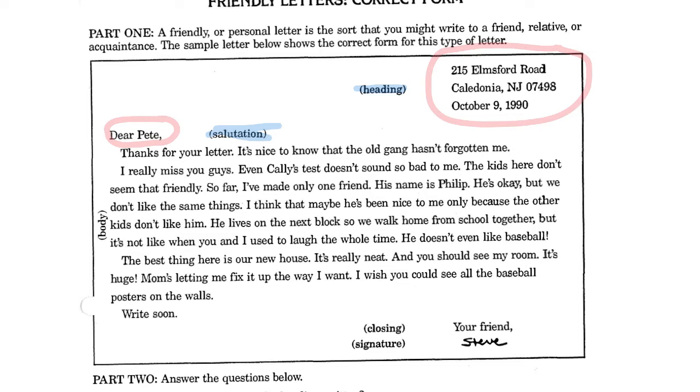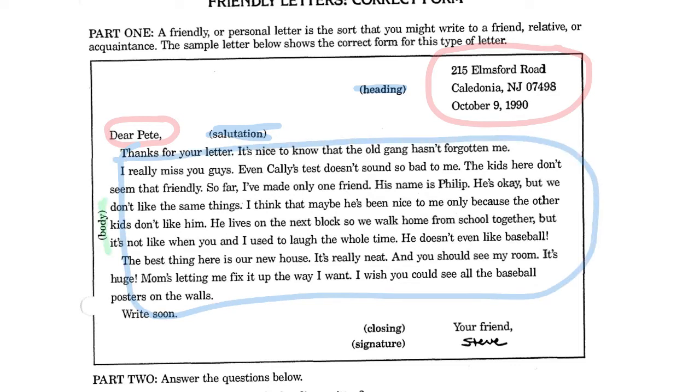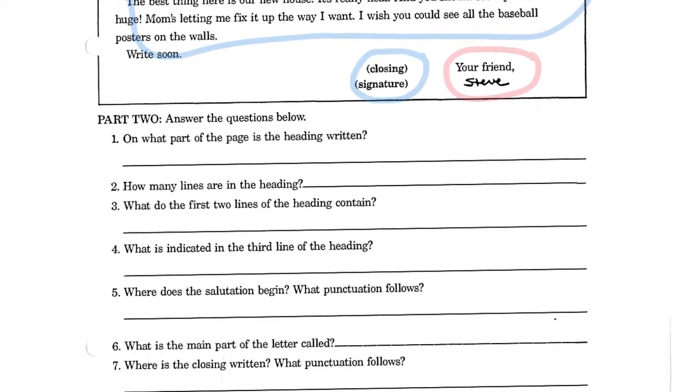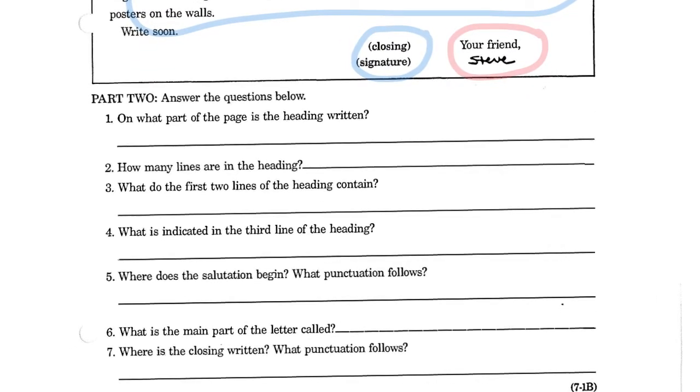Now, all of this is what they call the body of the letter. It's the information. Then when you come down here, we have your friend Steve, and that is what we call the closing and the signature. So here's some questions to answer below.